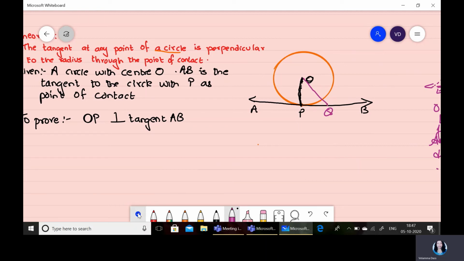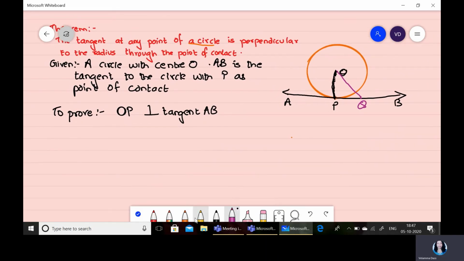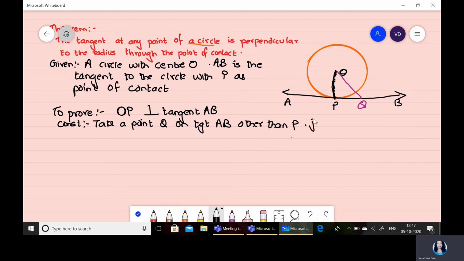Okay, so let's write the construction. Here, the next thing after given and to prove will come the construction. The construction is: take a point Q on tangent AB other than P. Now why is this "other than P" important? It means we have to show that P and Q are distinct points. Then join OQ.